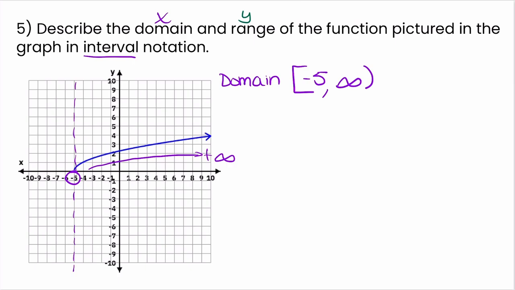Now let's think about the range. The lowest y value included in my function is right here on the x-axis. Remember, on the x-axis, y is equal to 0. So my lowest value in the range is going to be 0, and I have no open circle, so I'm going to include that 0. Then above that, it just keeps going up, right? And remember that up is positive infinity, so it goes from 0 to positive infinity, and then I put another open parentheses. Okay, so that's the domain and range.